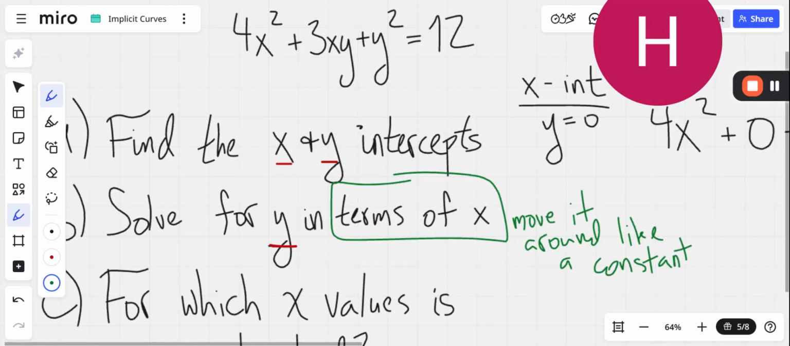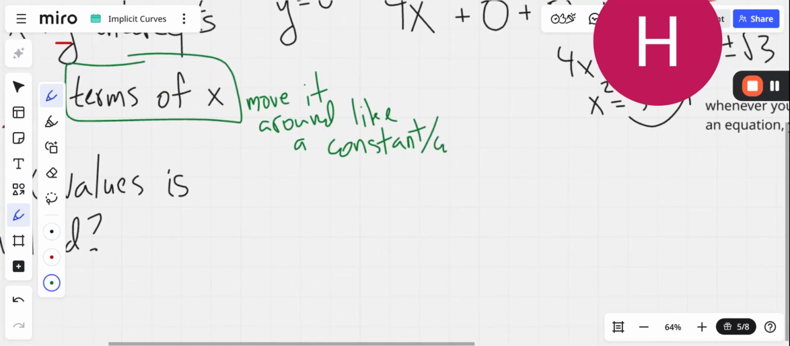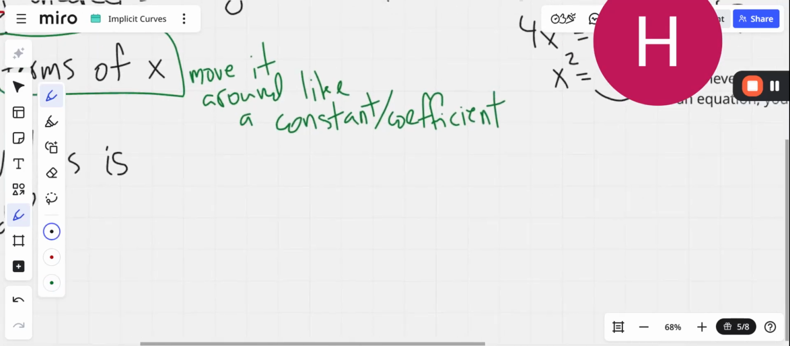If you need to divide it, throw it around. I should also say move it around like a coefficient. It sort of acts as a coefficient, and that makes it a lot easier to understand how to work with this. Because here we have 4x squared.